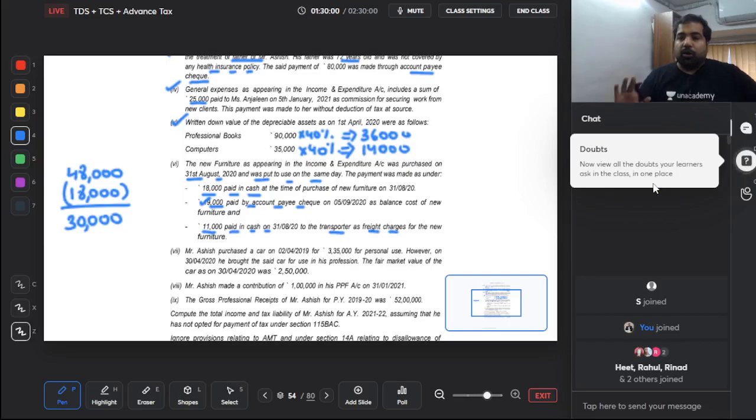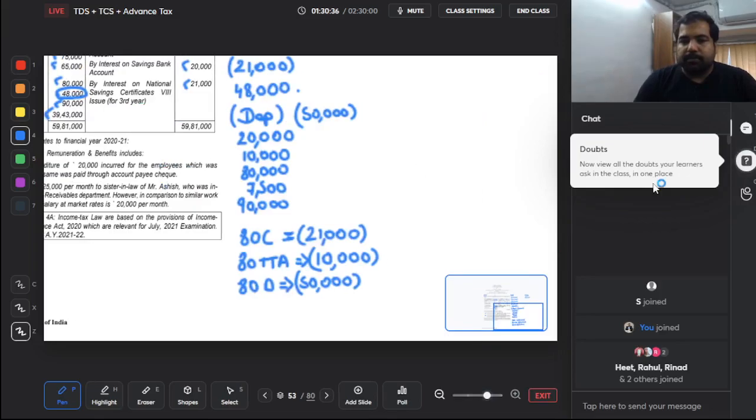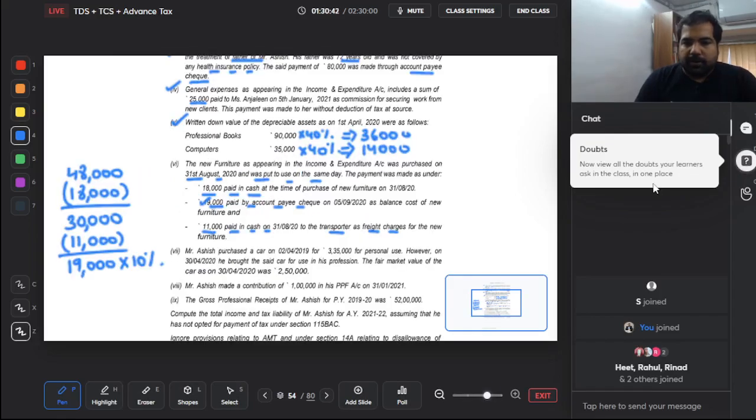Guys, ideally to a transporter, payment up to 35,000 is okay, but this is payment in relation to an asset. General payment is okay, but in case of an asset there is no such benefit, so that 11,000 is also not allowed. I'll repeat, guys, when you're buying an asset you cannot purchase in cash. If you pay in cash it's not allowed, and although for a transporter 35,000 you can pay, that is for normal expenditure, not for an asset. So here only on 19,000 will you get depreciation for the full year, so that is 1,900 depreciation. I hope this is clear guys. This one is also done.